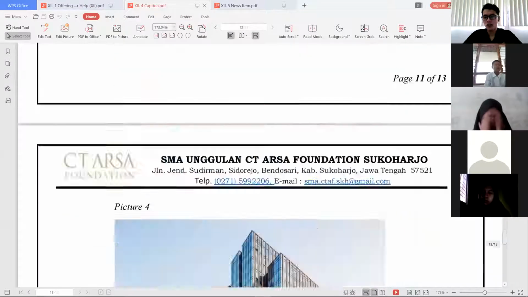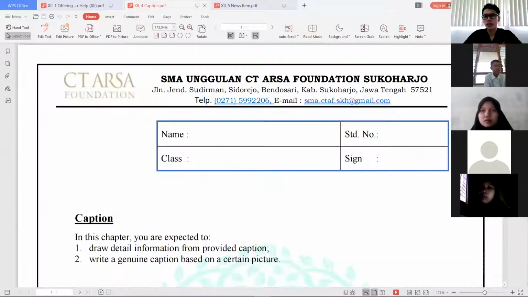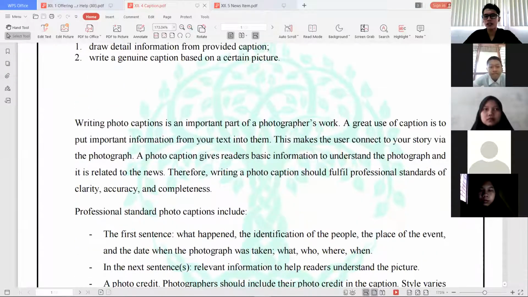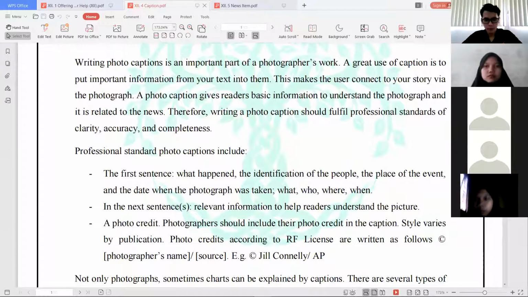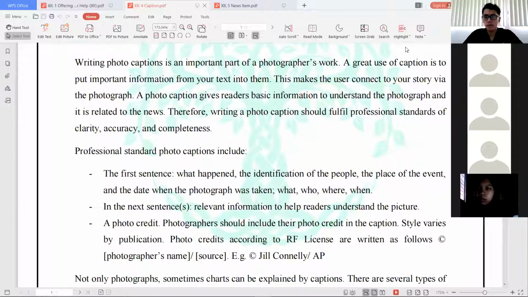Caption. I believe that all of you here have an Instagram account, right? And I saw that yesterday there are some students who managed to submit the task about caption, but unfortunately there are things that you have to revise because there are actual rules for a caption to be identified as a formal one. So the first thing to learn about caption is the definition. Writing a photo caption is an important part of a photographer's work. A great use of captions is to put important information from your text into them. So you have to make sure that every caption you write gives additional, important information related to the picture.